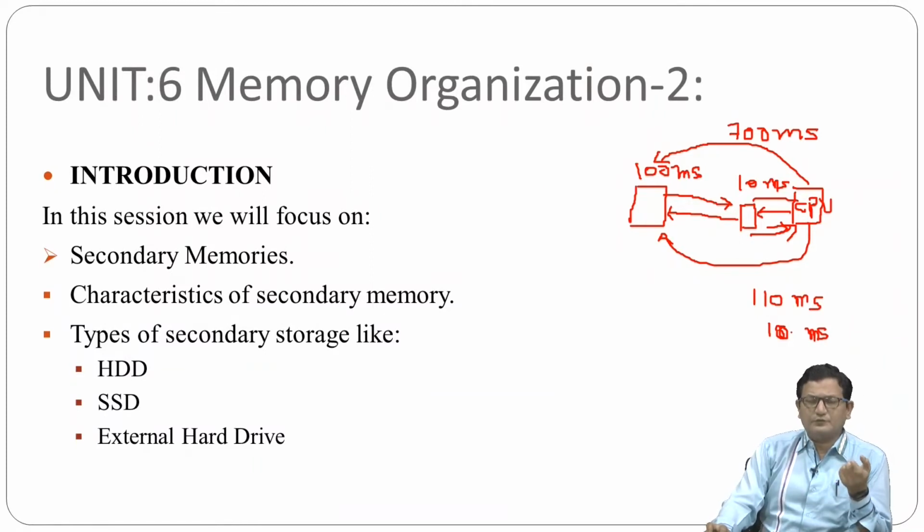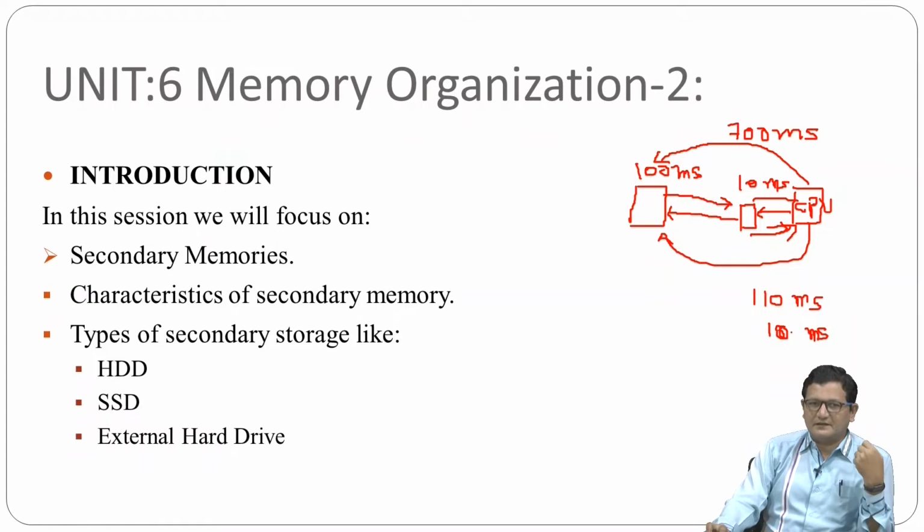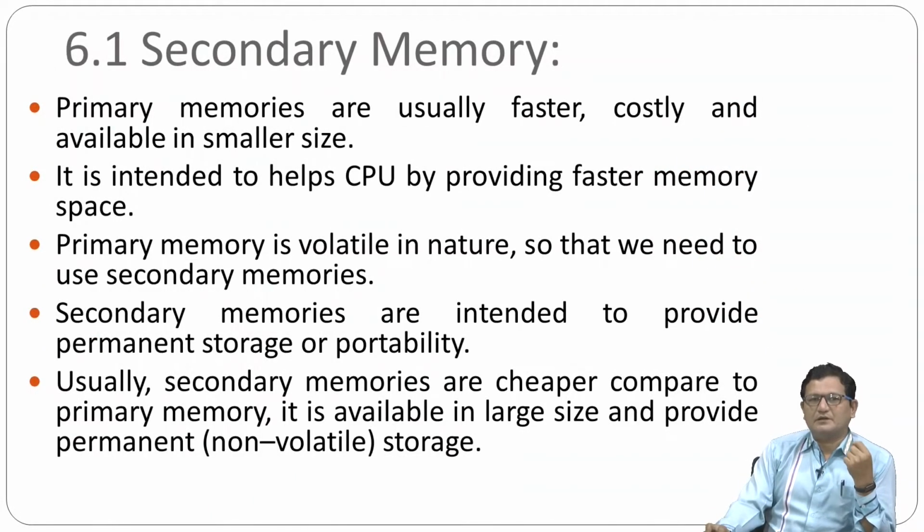Now, in the last session we discussed all those different types of memory which are actually made from circuits, right. So they are called primary memory, okay. In today's session, we will focus on secondary memory. What are the secondary memories? What are the characteristics of secondary memory? How many different types of storage devices are there? Right. HDD is a hard disk drive, SSD is called solid state drive, and external hard drive, okay. Now we'll talk about secondary memory.